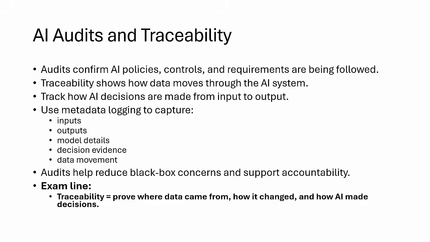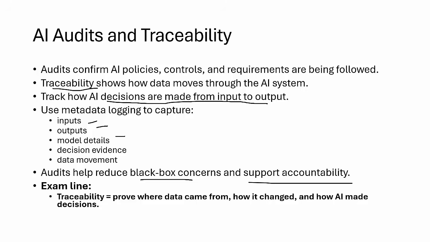We need to do the regular audit, because we need to ensure the AI works as per the business requirement. So we need to track how the AI decisions are made from input to output on a regular basis. We have to validate. We need to have proper traceability of how the data was used throughout the system. Metadata is very important because it captures your inputs, outputs, model details, and everything. And audit also helps to reduce the black box concern and supports accountability.